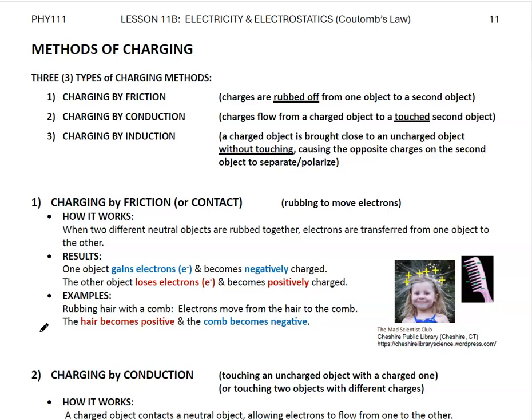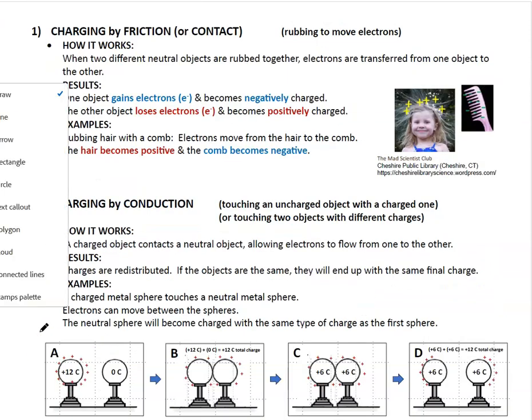So let's talk about these in a little more detail. So charging by friction, as the name suggests, you literally are rubbing two objects together. And the objects could be a comb running through your hair. It could be a piece of wool cloth rubbing on a glass rod. It could be a piece of silk cloth rubbing on a chunk of amber. Amber is just fossilized tree sap, tree resin.